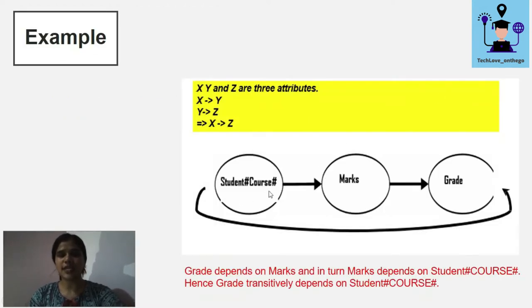So here we can see the student and course id, which is the candidate key, and these key attributes are able to identify marks, and if the marks are able to identify the grades, that means directly this particular candidate key or composite key will be able to identify the grades. So if x is able to determine y and y is able to determine z, then x is definitely able to determine z. These types of dependencies are known as transitive functional dependencies.